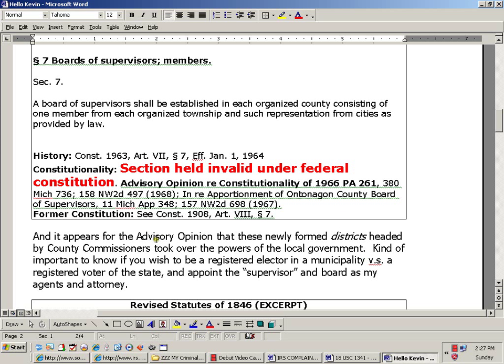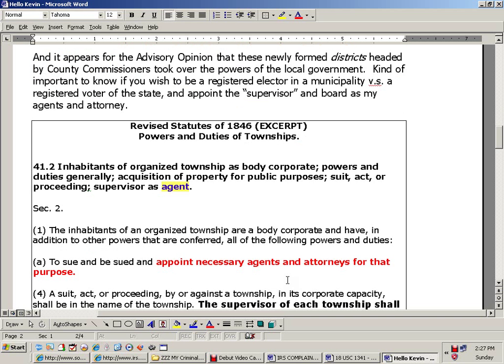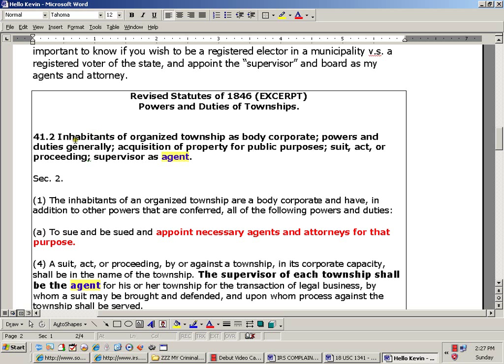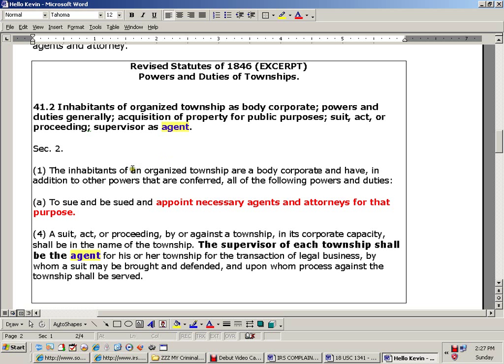So it appears, and it should have probably been clear from the advisory opinion, that these newly formed districts, headed by county commissioners, took over the powers of local government. Kind of important to know if you wish to be a registered elector in a municipality versus a registered voter of the state, and appoint the supervisor and board as my agents and attorney, which is what this did in the townships. Inhabitants of organized townships as body corporate. Powers and duties generally, acquisition of property, public purpose, suits, acts, or proceedings, supervisor as agent. The inhabitants of the organized township are a body corporate, not a body politic. Don't want to be part of anybody's body politic. We want to reject the body politic.